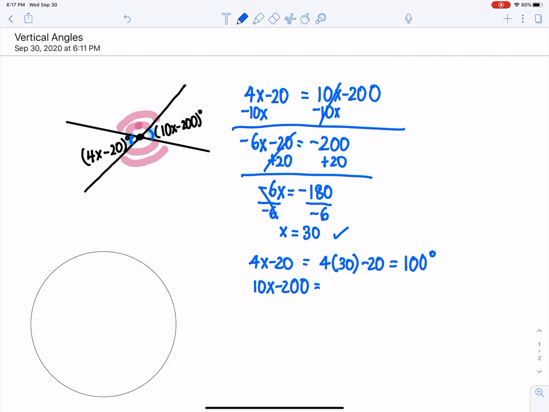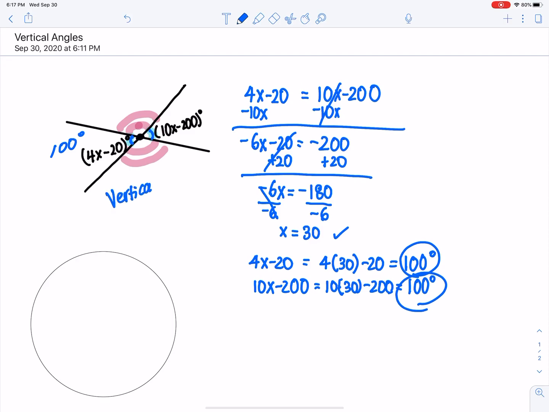So this angle on the left is 100 degrees. So if I did my calculations correctly, the right angle over here on the right side should also be 100. Well, let's check. So I got 10 times 30 minus 200. So I have 10 times 30, which is 300, minus 200. And what do you know? It's 100 degrees. So as you see here, vertical angles are congruent, and indeed they're both 100 degrees.